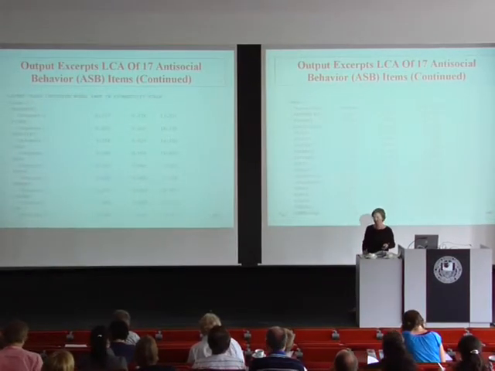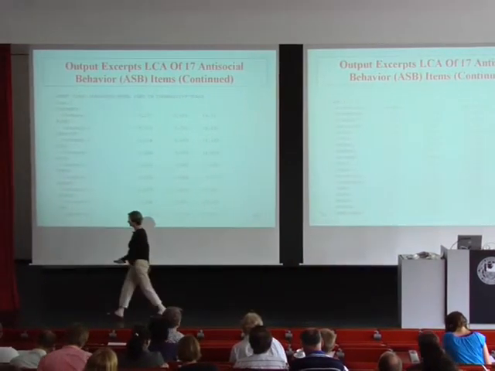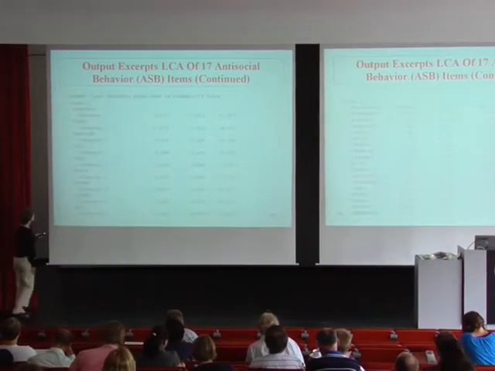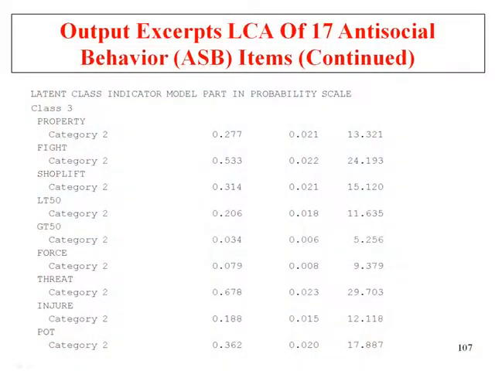And this is class 3, which is the person class. So you can see the higher probabilities are related to the lower thresholds that we looked at. Threatening has a probability of 0.68, fighting 0.533. So we give you the logit values and the probabilities, unless you have covariates in the model.